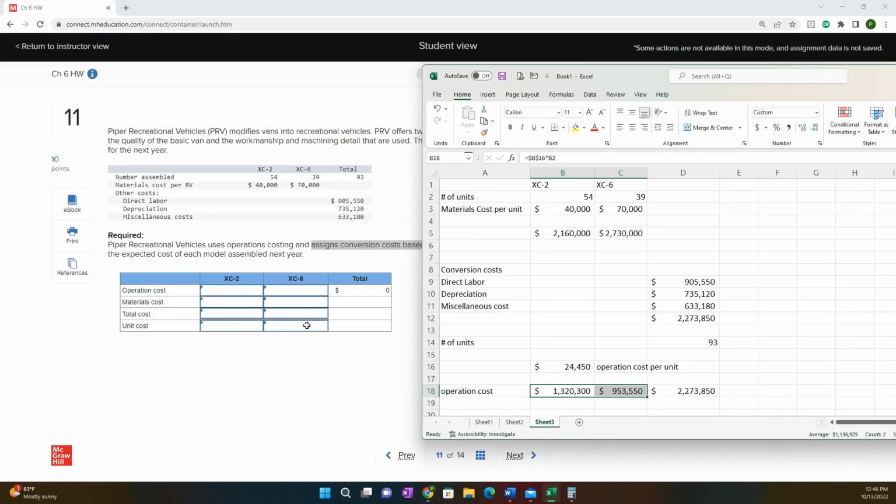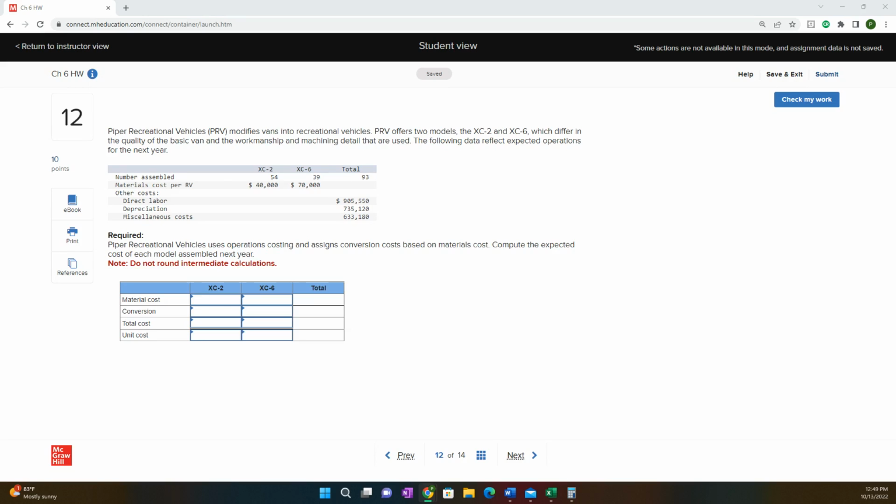Question 12 is going to be very similar. It has the same fact pattern, but the difference here is that we're going to allocate conversion cost based on materials cost. So remember in question 11, we allocated it based on the number of units. This time we're going to allocate it based on materials cost. We already have most of the amounts calculated. We just need to calculate the percentage.